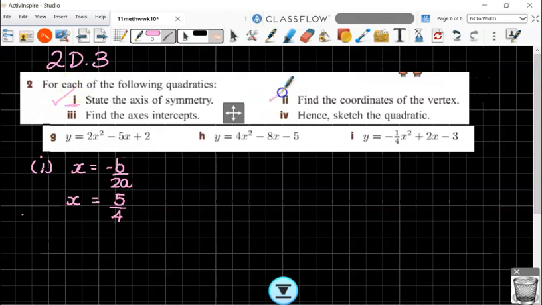Okay, part 2. Find the vertex. So what we have at the moment is we have our vertex is 5 over 4, but we do not know our y value. Well, how do we find our y value? When we have... sub. Right, so we're going to sub it. Right, we're going to say 2.